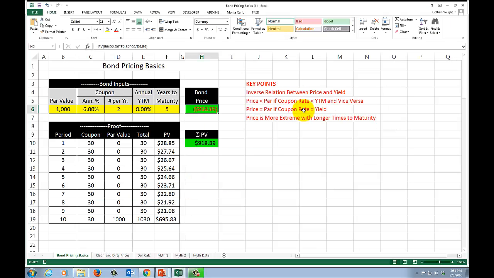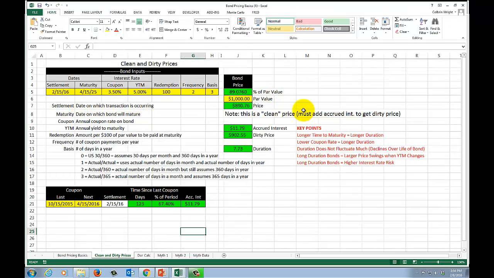Let me briefly demonstrate that to you. I'm simply going to set the annual yield to maturity equal to the coupon rate, and notice that the price equals the par value. I want to also make a note about what's called clean and dirty prices.